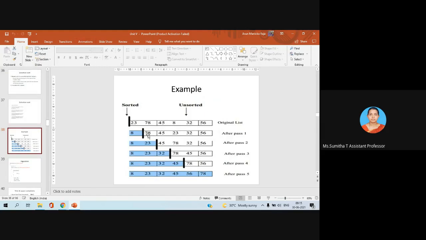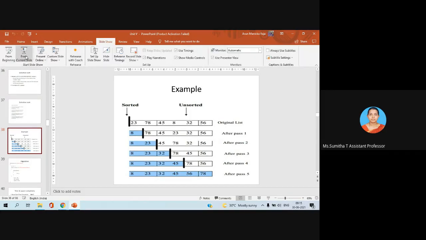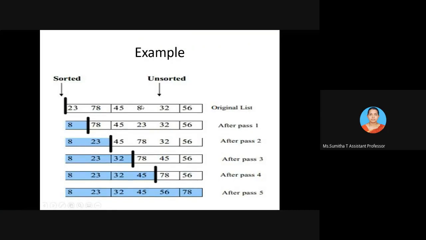The list of elements given is 23, 78, 45, 8, 32, 56. First we assume that the first one is the sorted one. We have to divide the list of elements into two parts, sorted and unsorted. In that we have to find the smallest one. 8 is the smallest one, so we swap it with the first element. So 8 comes to the first position and 23 comes to the position where 8 was placed, that is position 3. Like that we have swapped.